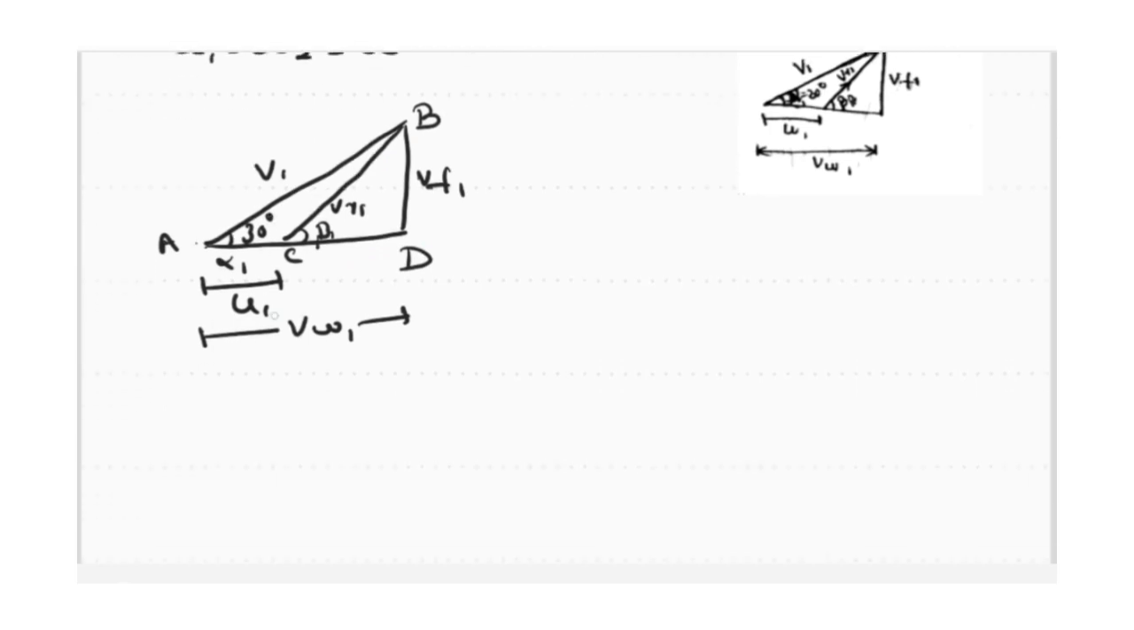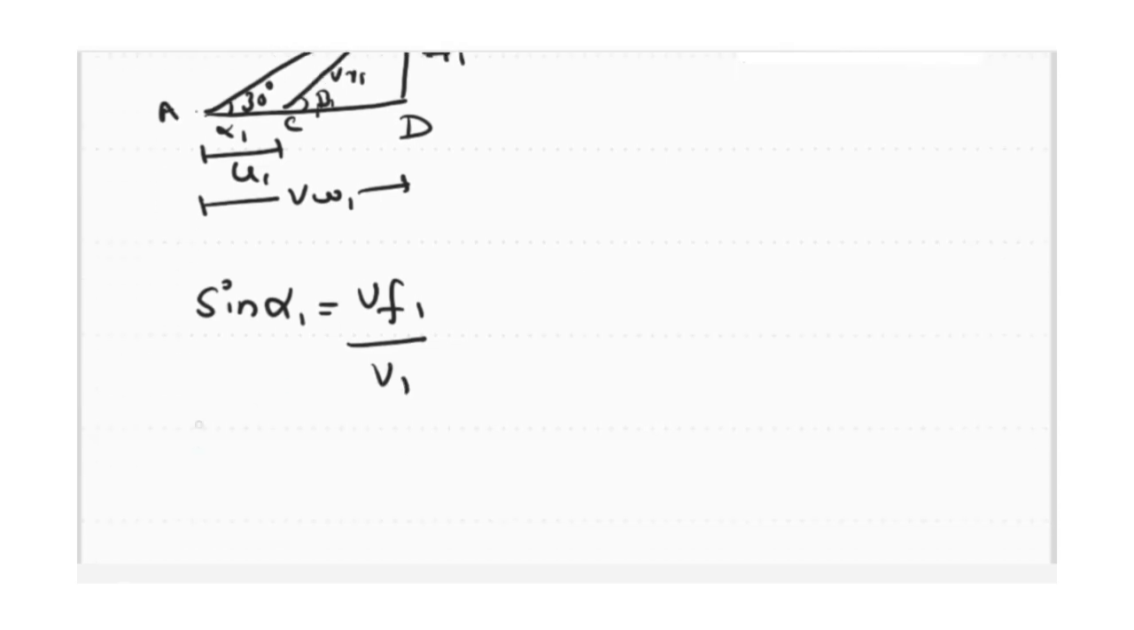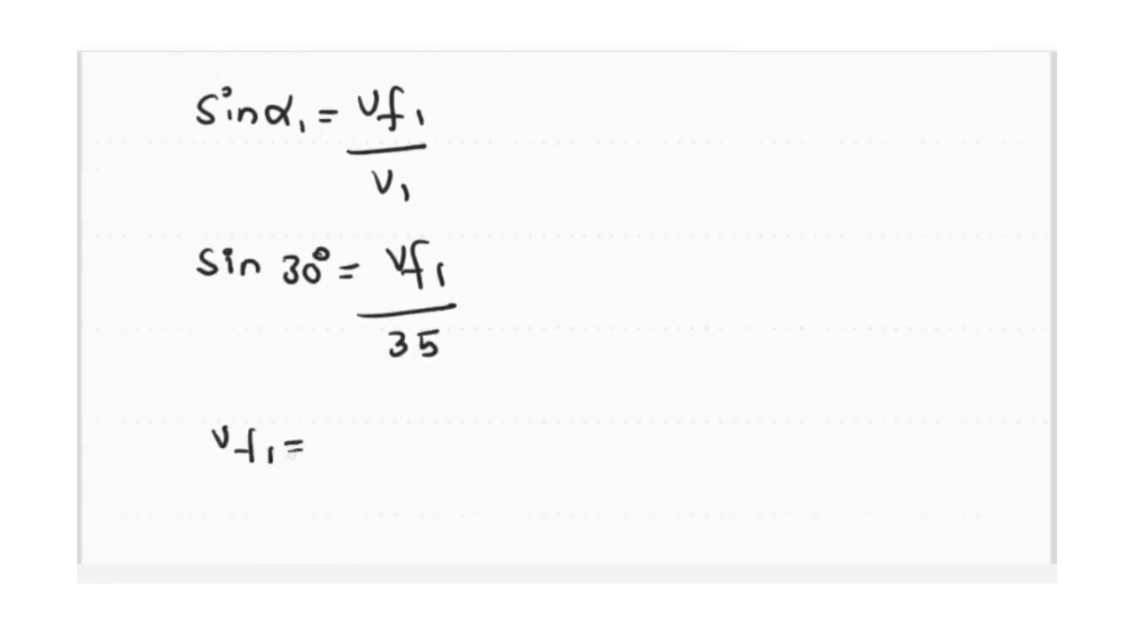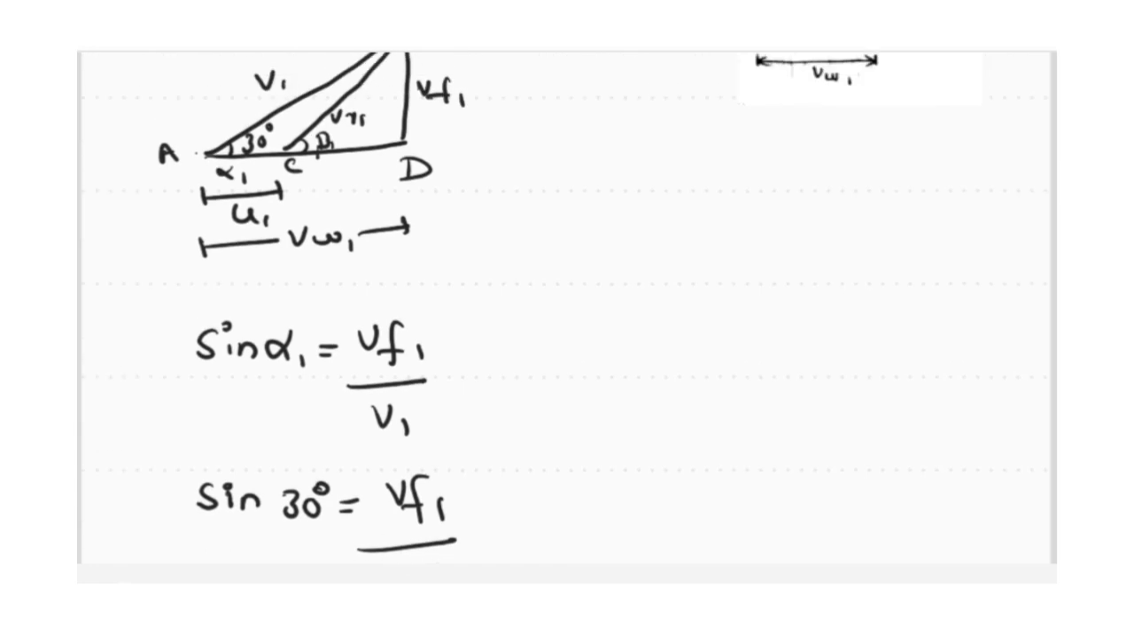Now I will apply sine to the triangle ABD. That is sine of alpha 1 is equal to the opposite side, Vf1, over the hypotenuse, V1. That is sine of 30 degrees equals Vf1, which is unknown, over V1, which is 35. Solving it, we get Vf1 equal to 17.5 meters per second.